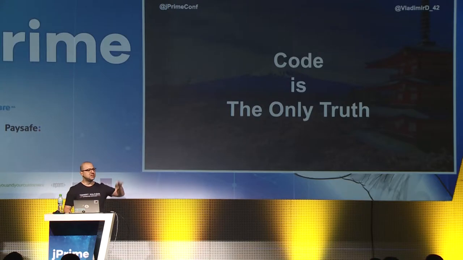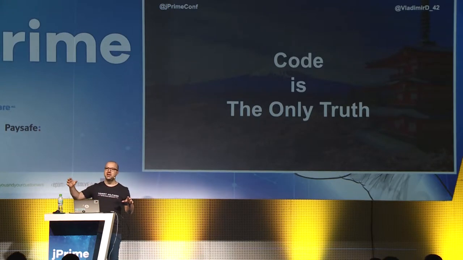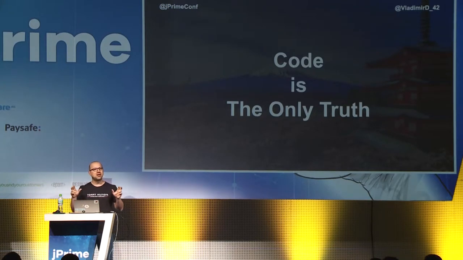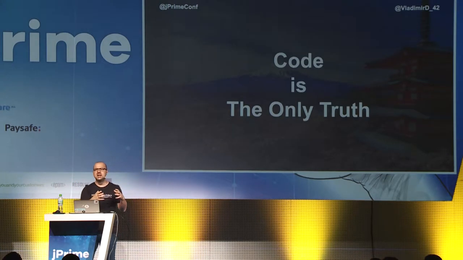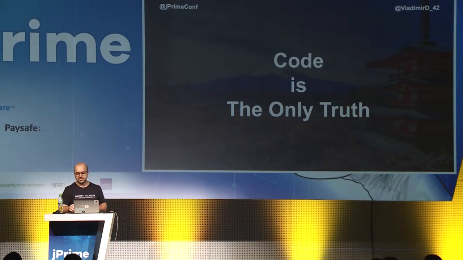Because you can write something in the specification, you can write something in the documentation, you can talk to the business people and they could say, okay, this is how our application behaves, this is what it actually does. But in most cases, that's not true. The only place where we can really be 100% sure what our application does, how it looks, what it expects as an input, what it sends as an output, which status code it sends, and all those kinds of things, is the code. That's the only truth that we can trust.